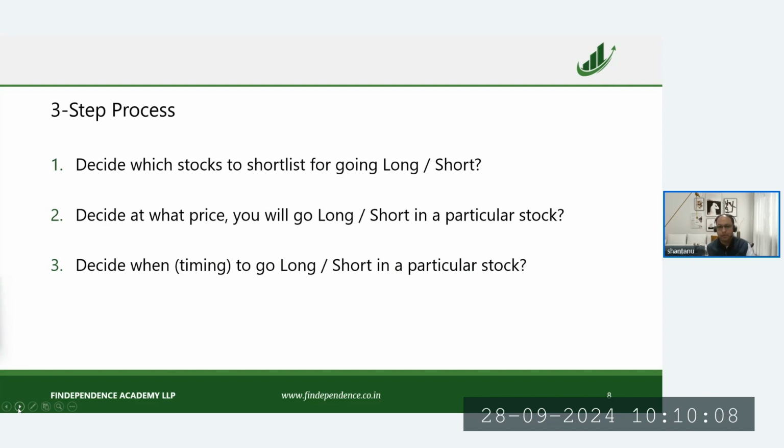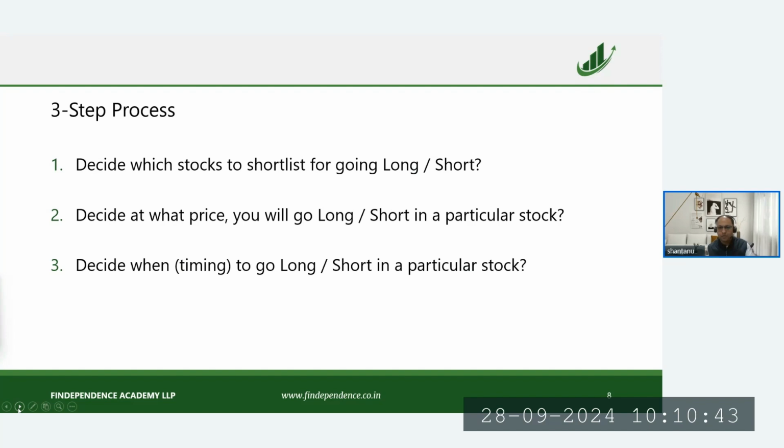This is a three-step process. In the first step, we will decide which stocks we want to shortlist, either to go long or to go short. In the second step, we will decide at what price we should be taking a long trade or a short trade in a particular stock. And in the third step, we will decide the timing, exactly when we should go long or short in a particular stock. You can call these three steps or three questions.